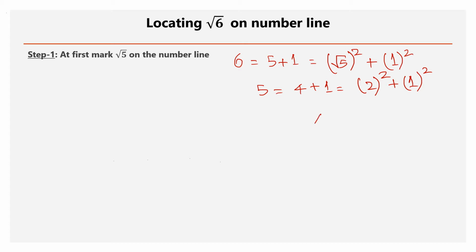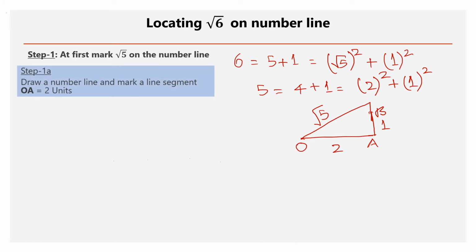So we have the right angle triangle. Let us draw a right angle triangle O A B. The length of base OA is 2 units and length of perpendicular AB is 1 unit. In that case, hypotenuse will be square root 5.